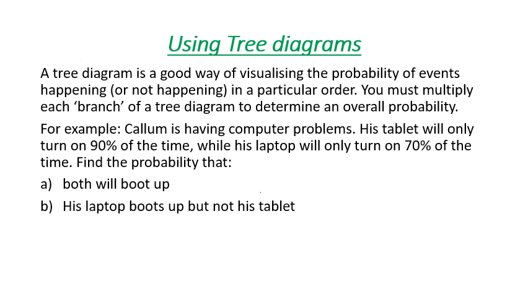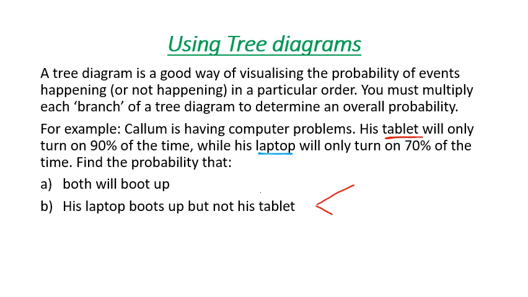Okay, so sometimes when we're looking at problems with probability, we may be asked to draw a tree diagram. And a tree diagram basically allows us to write the path of particular events happening or not happening. Okay, so we're going to have a look at an example here. First example is Callum is having computer problems, and his tablet will only turn on 90% of the time, while his laptop will only turn on 70% of the time. The first thing we need to do is work out what's the probability that both will turn on when he goes to turn them on.